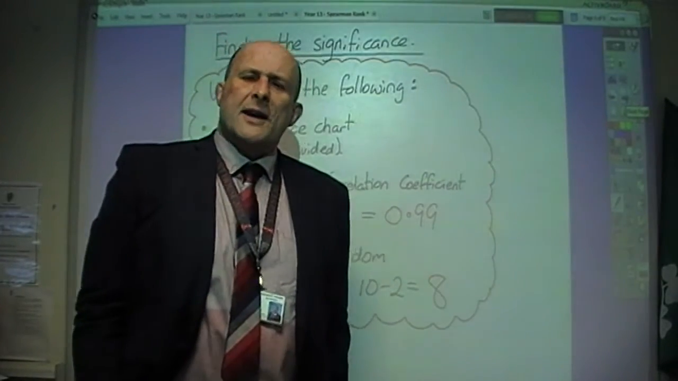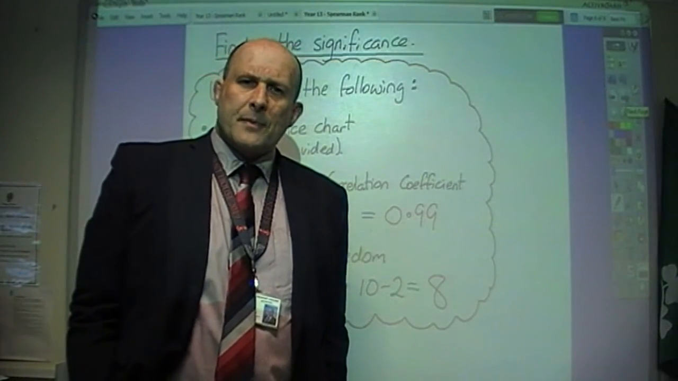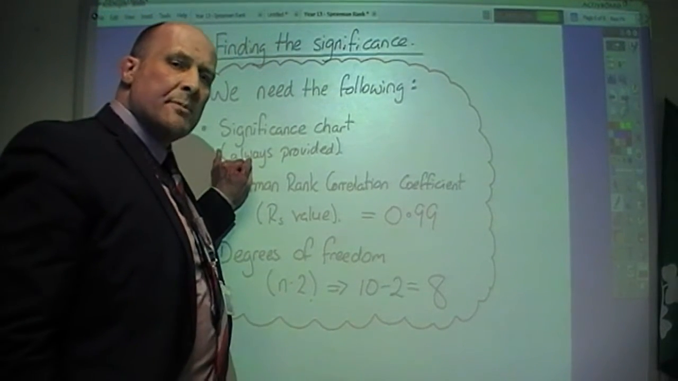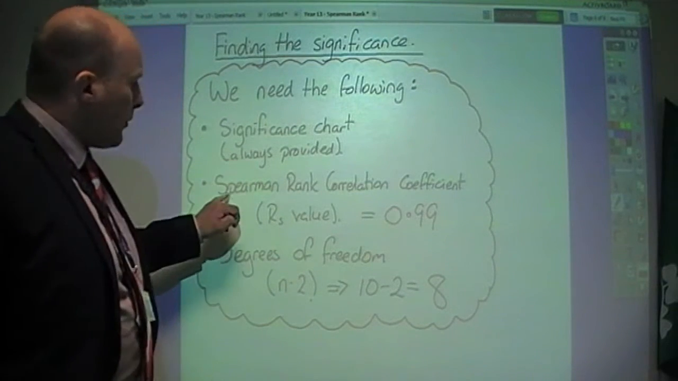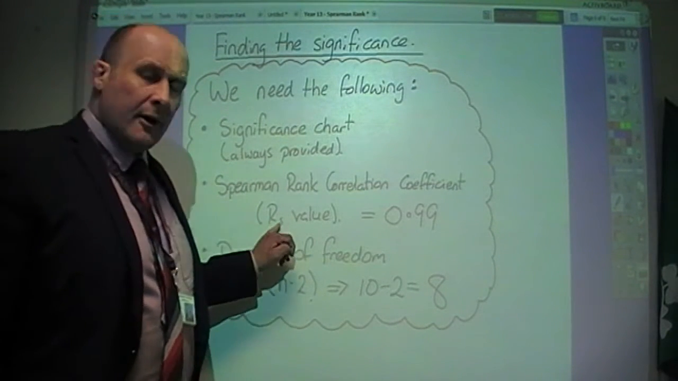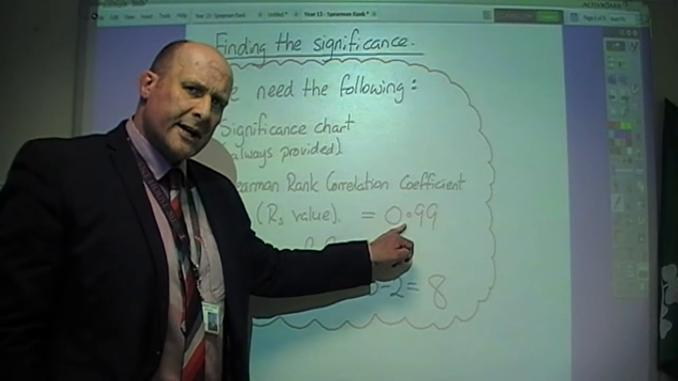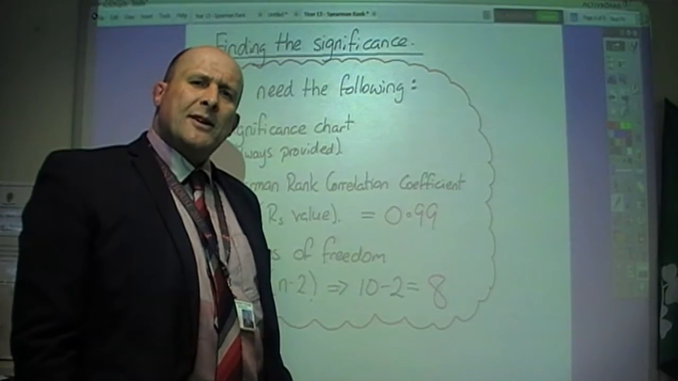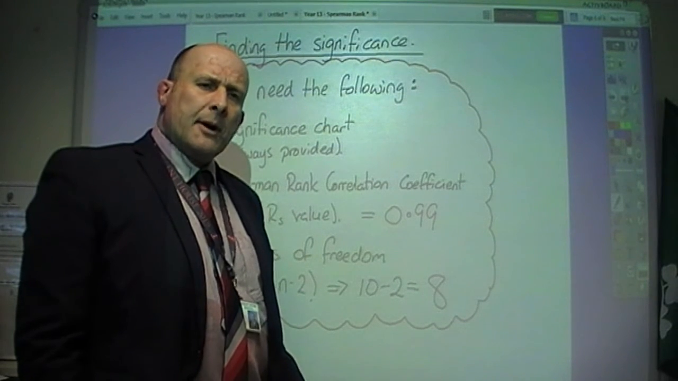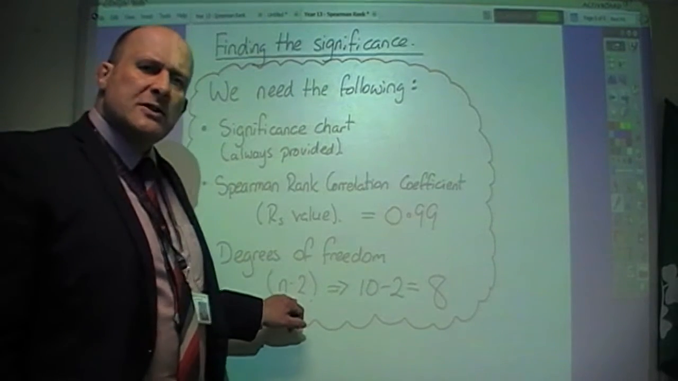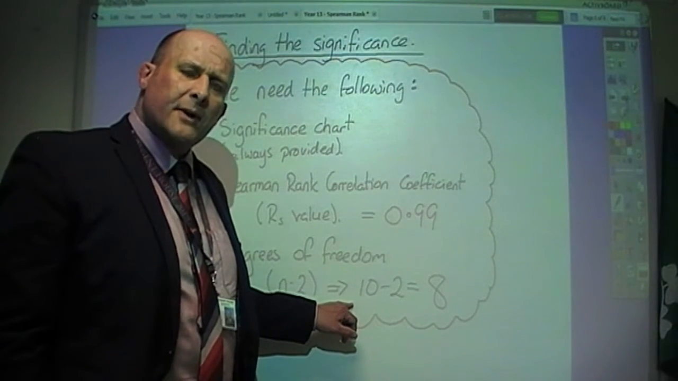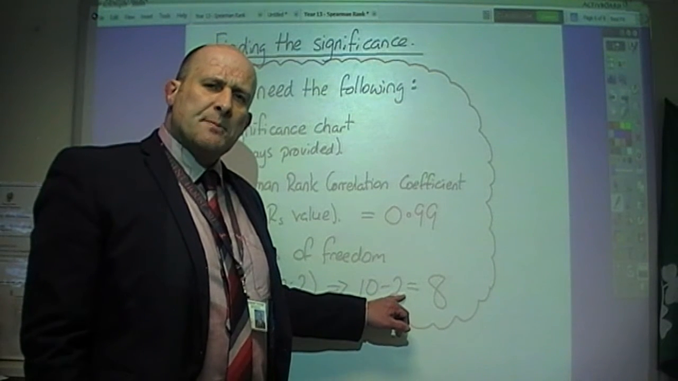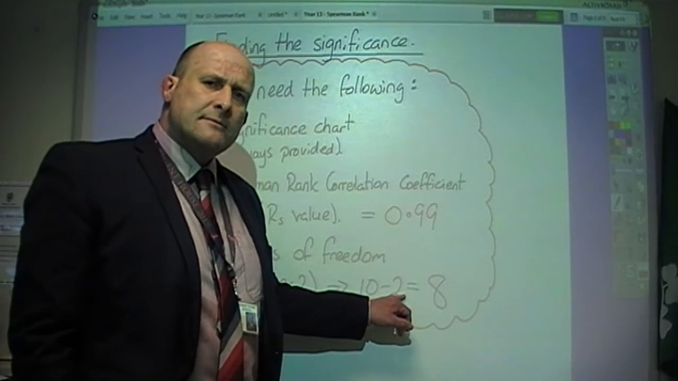Now what we have to do is find the significance of our results, and we need some ingredients for that. We need a significance chart, which will always be provided in our exam booklet. We need a Spearman rank correlation coefficient, our RS value, which we have worked out as 0.99. On our significance chart, they also ask for a degrees of freedom number. It's n minus 2. In our case, we have 10 variables for n, minus 2 equals 8. We are now ready to plot these points on our significance chart.